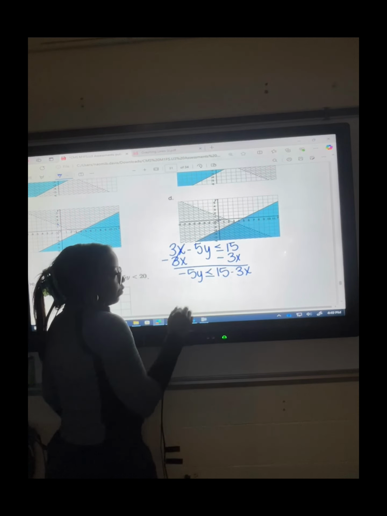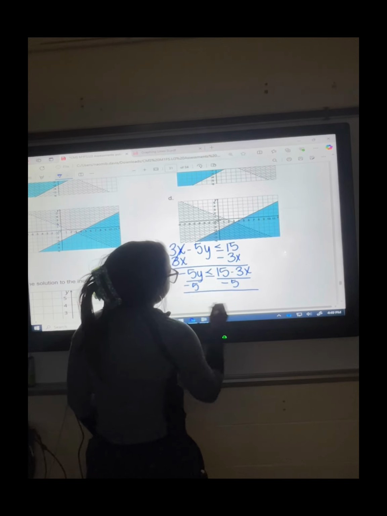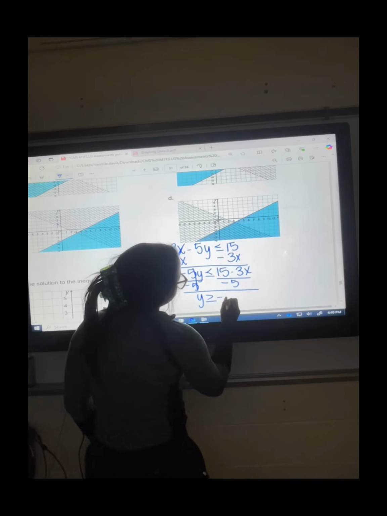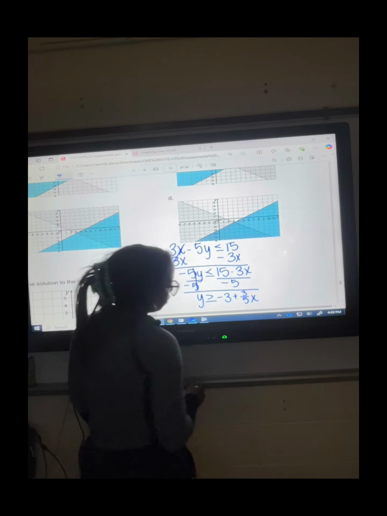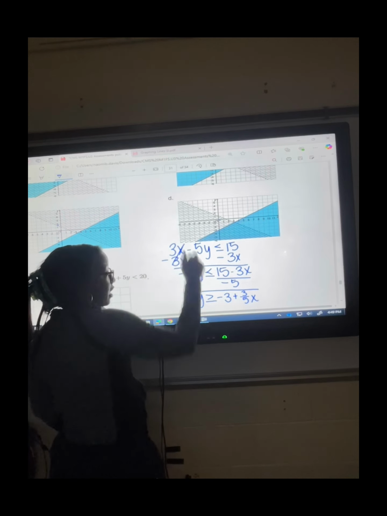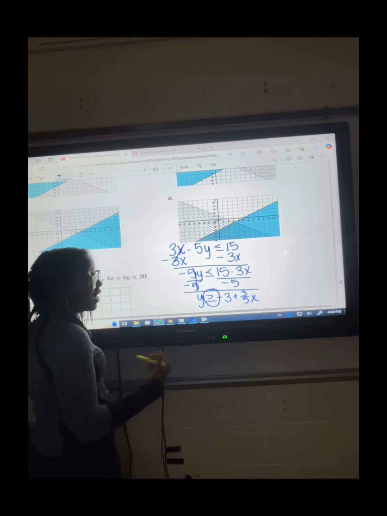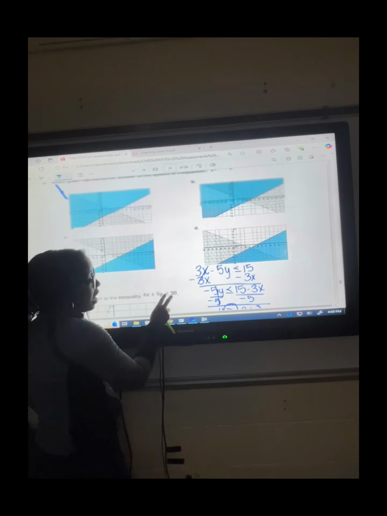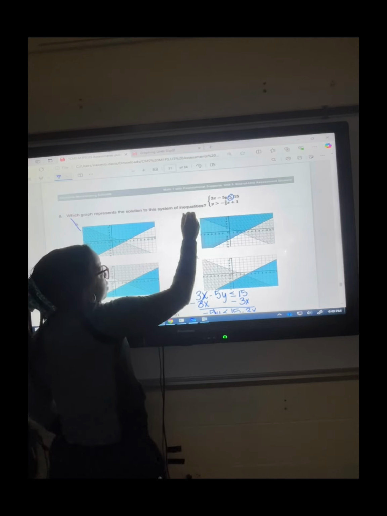Pause. What happens to my sign when I divide by a negative? The sign flips. This is a trick, guys. It's a trick. So what I should be looking for in my graph is a graph that's shaded above, because once I solve and get the slope and y-intercept, my sign changes because I divided by a negative. Okay? So I'm looking at whichever one where the blue is shaded above, and that gives me B.